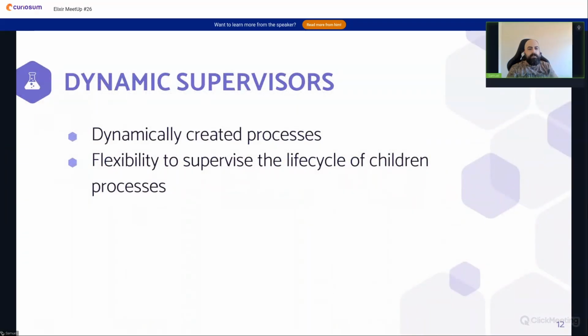Okay, we have a special form of supervisors in Elixir, and those are the dynamic supervisors. And they are designed to manage a set of dynamically created worker processes. Because with the other supervisors, we have a predefined list of processes that we want to start. But in the dynamic supervisors, we have the flexibility to start them on demand. So if we have workers that have workloads with lots of variability over time, we can create and stop them on demand. So this is very important in lots of situations.